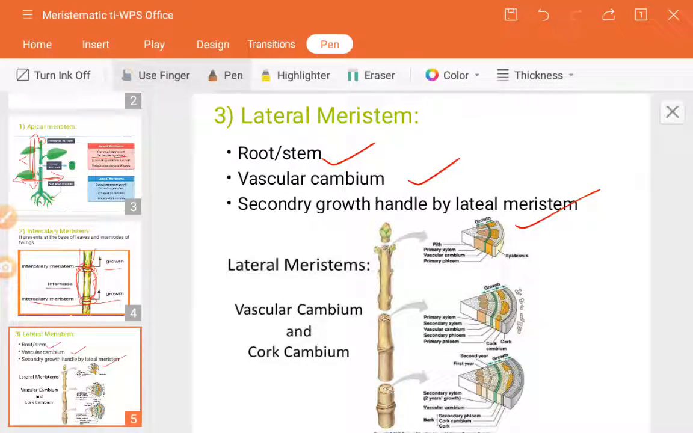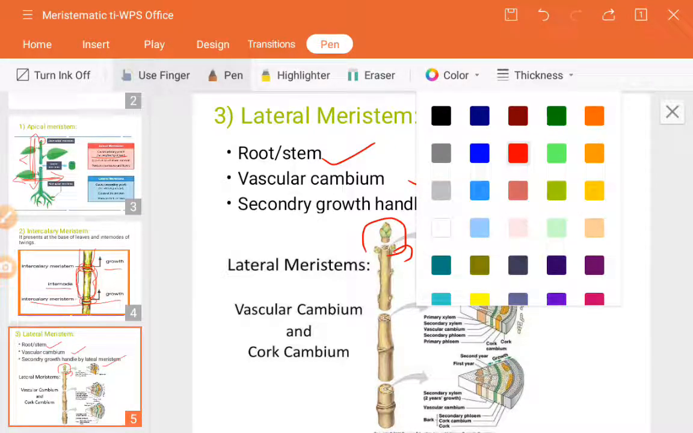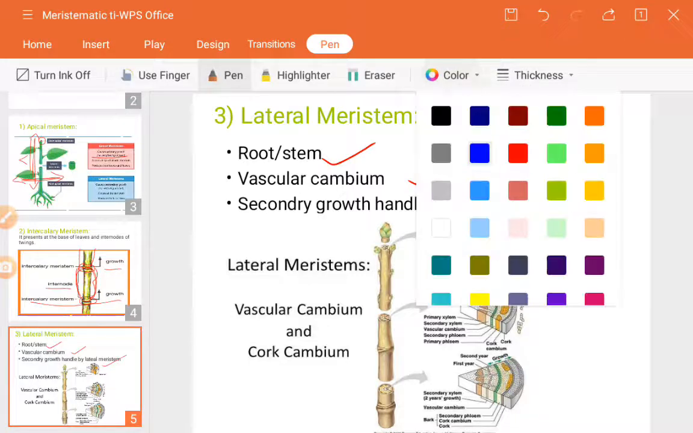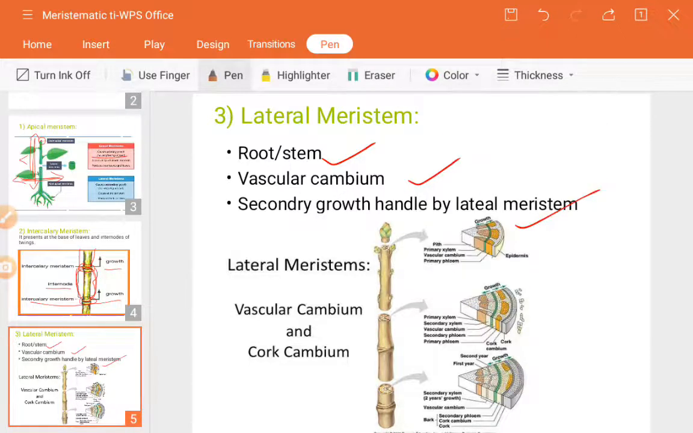Here you can see the upper portion is apical. Okay, so how lateral forms: you can see one portion is there. I will show it in blue here, this part is there. If you are able to see this greenish small part, that is nothing but a lateral meristem.